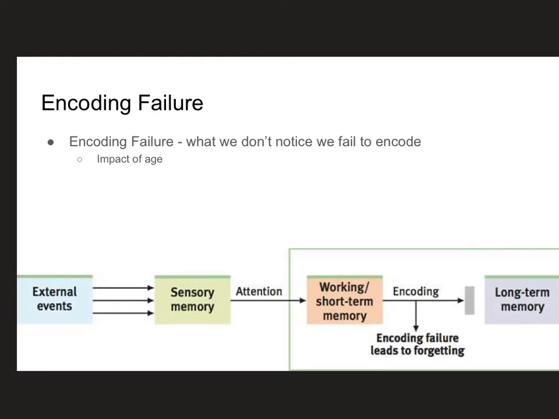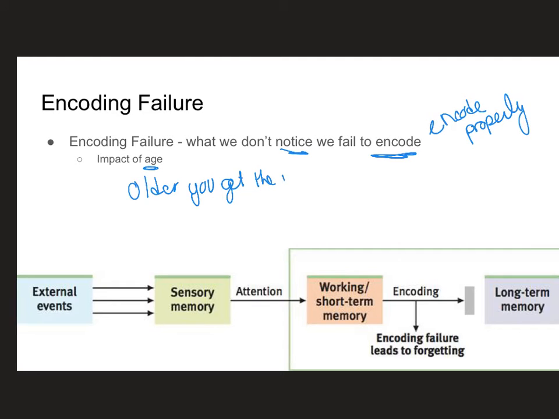Another type of retrieval error can be what we call encoding failure. And what happens with encoding failure is we don't notice it, so it never gets encoded, or we don't encode properly. Now, one thing we do know is that age does impact it. So the older you get, the more encoding failures.